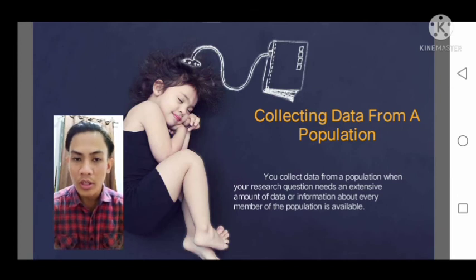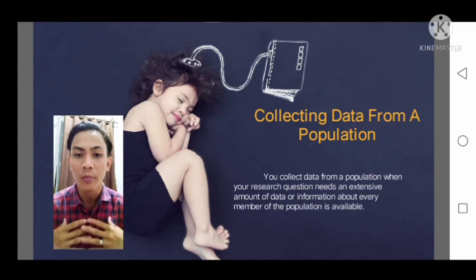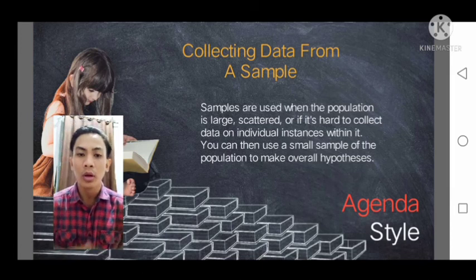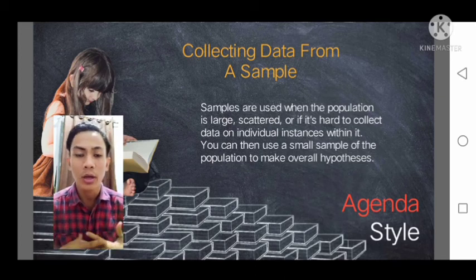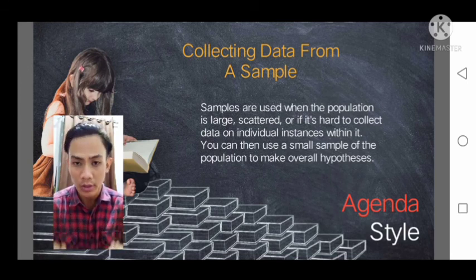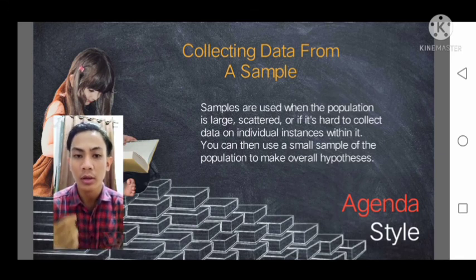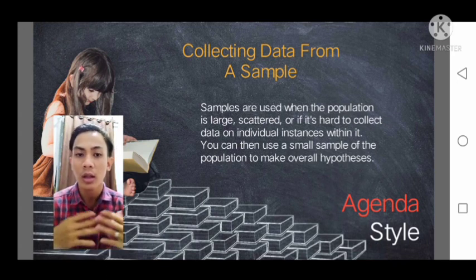For a large population, you use sampling to represent part of the population from which it is hard to collect data. And from collecting data from a sample, it means samples are used when the population is large, scattered, or it is hard to collect data on individual instances within it. You can then use a small sample of the population to make overall hypothesis. Samples should be randomly collected and should represent the entire population and every class within.